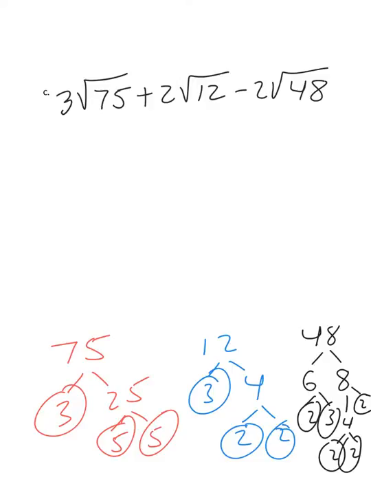Here we go. So I bring down the 3 in front of that square root of 75, leave some room, and now let's rewrite the 75 as 3 times 5 times 5.